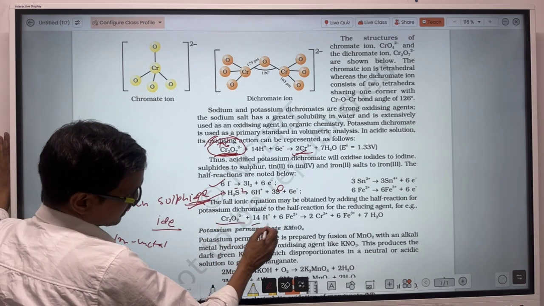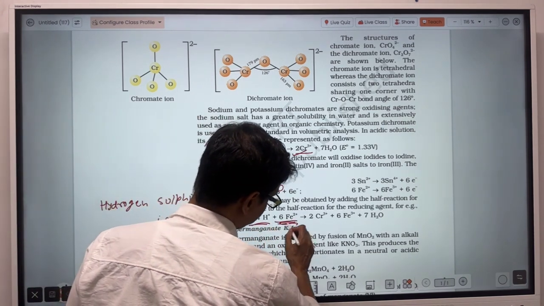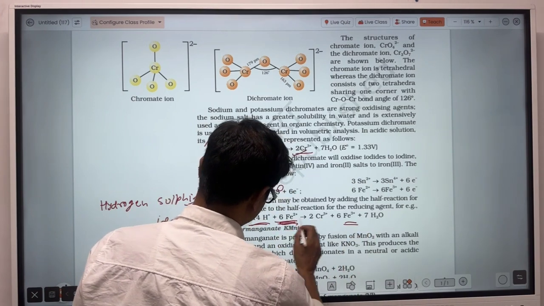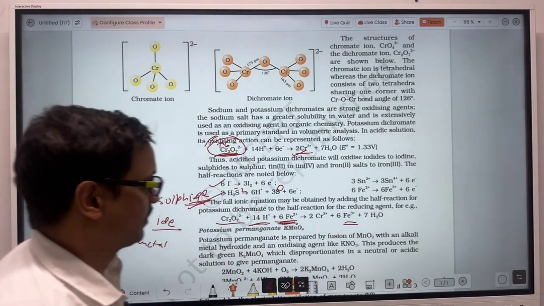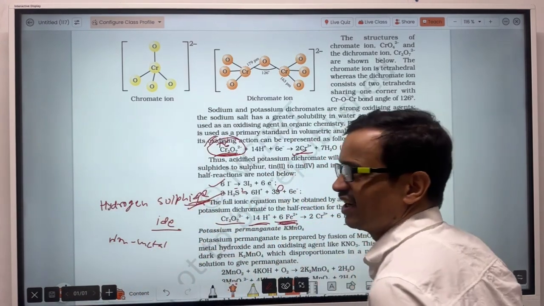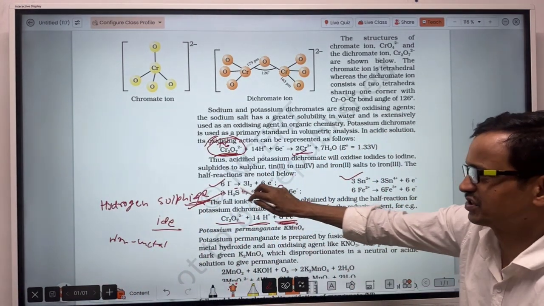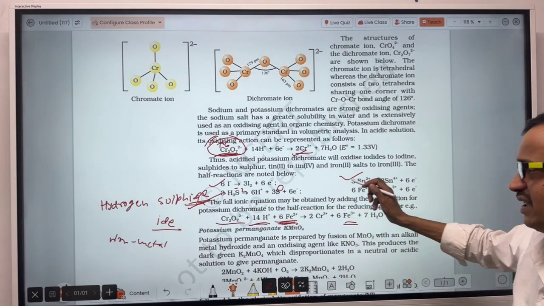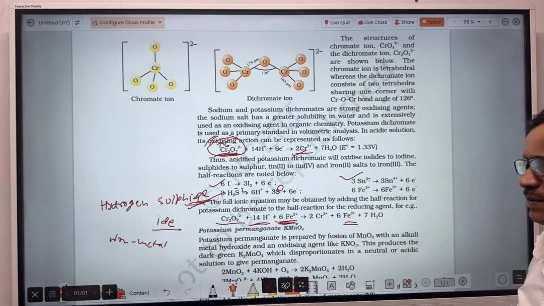So when the dichromate ion is in acid, the ferrous ion will convert to the ferric ion. For the 12th board examination, it is sufficient to know that the question will be given directly in this form, like Sn2+ converted to Sn4+, Fe2+ into Fe3+.